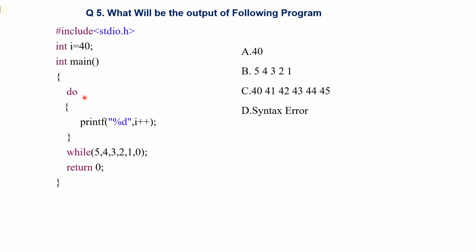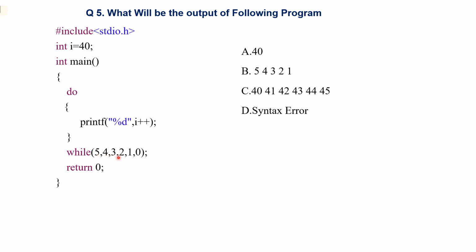In the main function, a do while loop is there. As this is a do loop, control will directly transfer to the loop and this statement will be executed. In this statement, we know that the postfix increment operator is there, so the value of I will be displayed first. That means 40 will be displayed first, and after displaying, the value of I becomes 41, and after that this while condition is there, so this condition will be tested now.